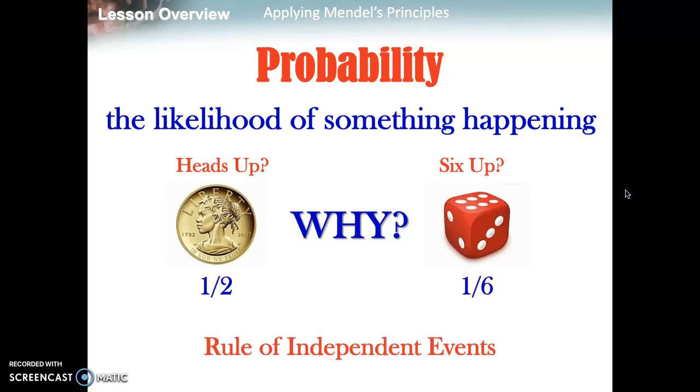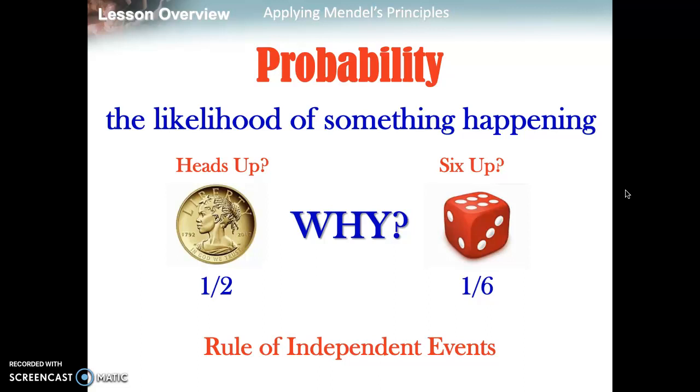We will talk more about this rule when we actually get into genetics, so that is why we are studying probability first. Basically, what this rule of independent events is telling us is that the first flip has no effect on the second flip, or the first roll of the die had no effect on the second roll of the die. They are independent of each other. The second flip is independent of the first flip. The second roll is independent of the first roll.